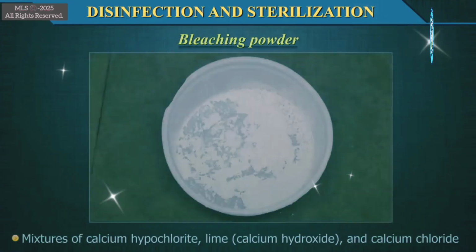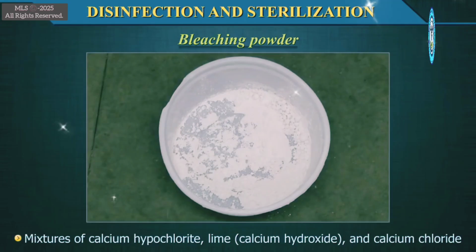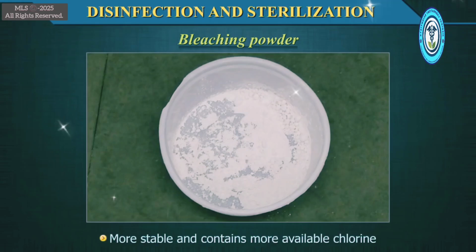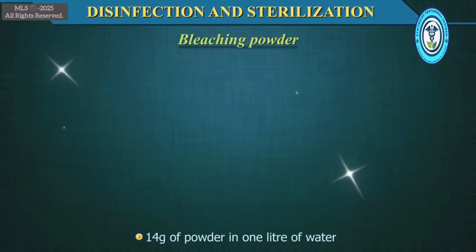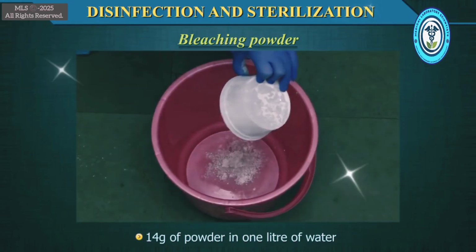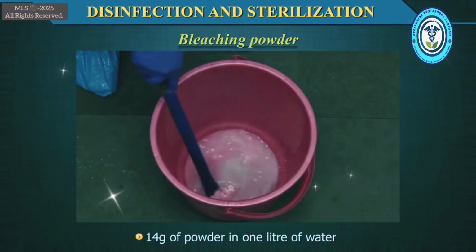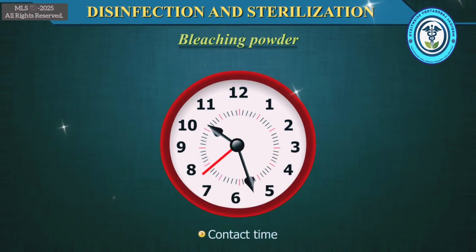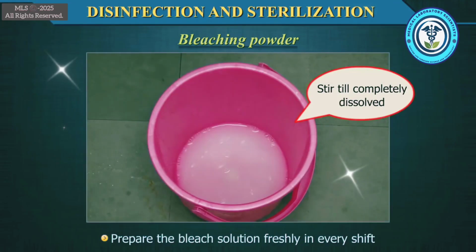Bleaching powder is any of various mixtures of calcium hypochlorite, calcium hydroxide, and calcium chloride, also known as chlorinated lime. It is used in many of the same applications as sodium hypochlorite, but is more stable and contains more available chlorine. It is usually a white powder. It is prepared by mixing 14 grams of powder in 1 liter of water to ensure availability of 1% free chlorine. Contact time for disinfection is 30 minutes. Prepare the bleach solution freshly in every shift, that is, 8 hours.